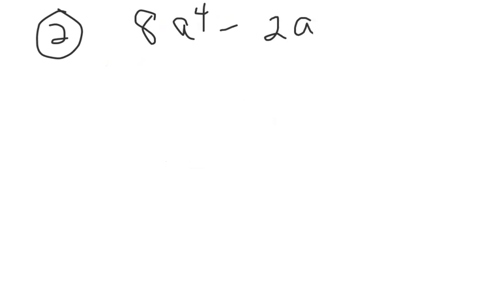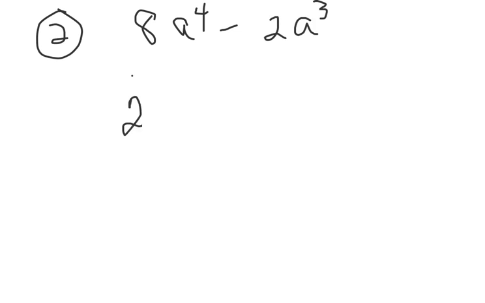Now, let me go ahead and do a secondary example. This one, I'm going to have 8a to the 4th power minus 2a to the 3rd power. Oops, hold on a second. All right, there we go, to the 3rd power. So let's look at the numbers first. I have an 8 and I have a 2. Both 8 and 2 are divisible by 2.